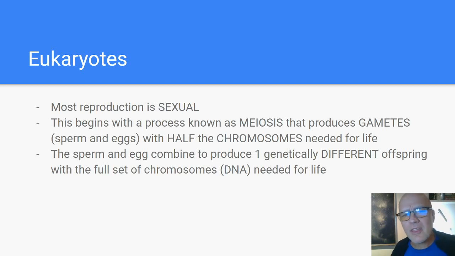Now, they want to reproduce. Their reproduction is sexual. It begins with a process known as meiosis that produces gametes, that's sperm and eggs, which have only half the chromosomes you need for life. So you take that thing that has half the chromosomes, maybe a sperm, and combine it with maybe an egg that has the other half of the chromosomes you need for life. The sweet thing about the egg is it has all the mitochondria and other things you need to live as well. The egg and the sperm fuse together, and you've now got one genetically different offspring with a full set of chromosomes needed for life. Okay, so that's the difference.